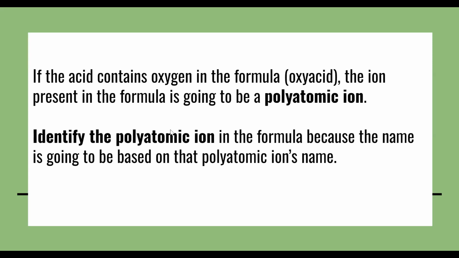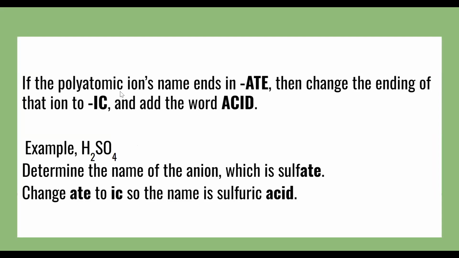So you can get the list of polyatomic ions. If the polyatomic ion's name ends in ATE, then change the ending of that ion to IC and add the word acid. That's it. So for example, determine the name of the anion here. The anion here is sulfate. It ends in ATE, so we change that ATE to IC. So it will be sulfuric acid.